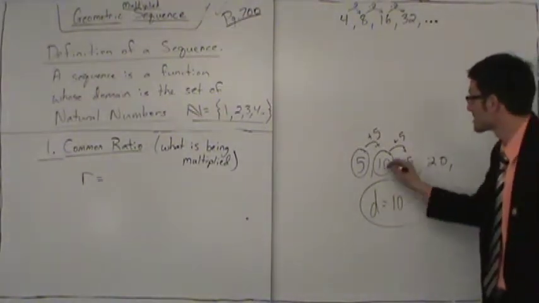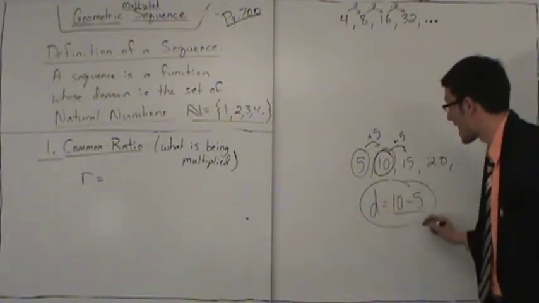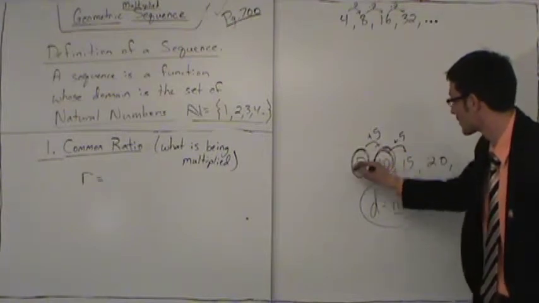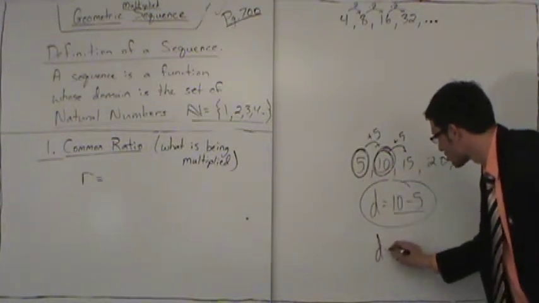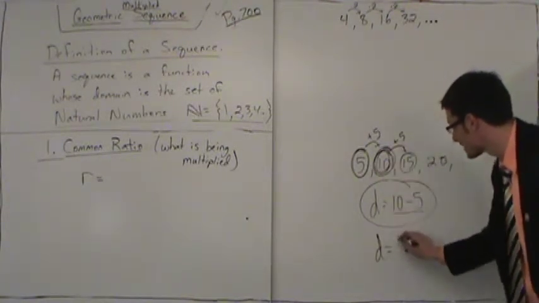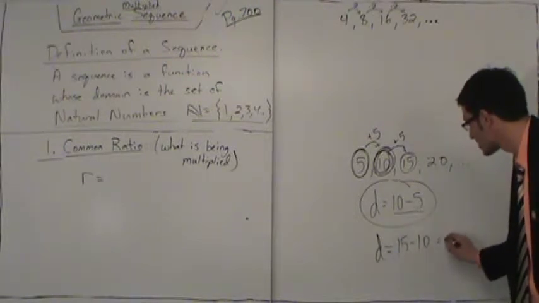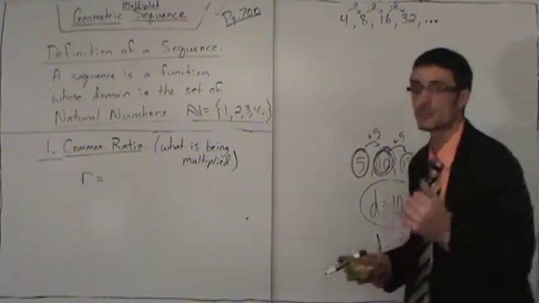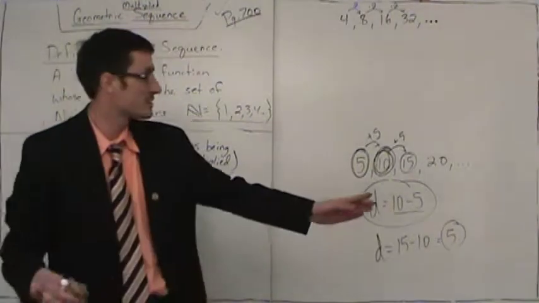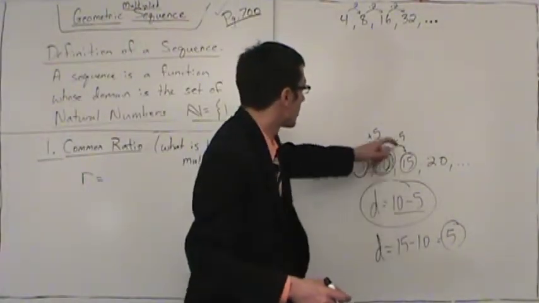But more so than arithmetic, I said that the common difference in arithmetic is not always easy to find. It's not always obvious, so we subtract to find it. We take the second term and subtract the first, or you can take the third term and subtract the second, 15 minus 10. Any two adjacent terms will find the common difference if you subtract. So to find what's being added, we subtract.